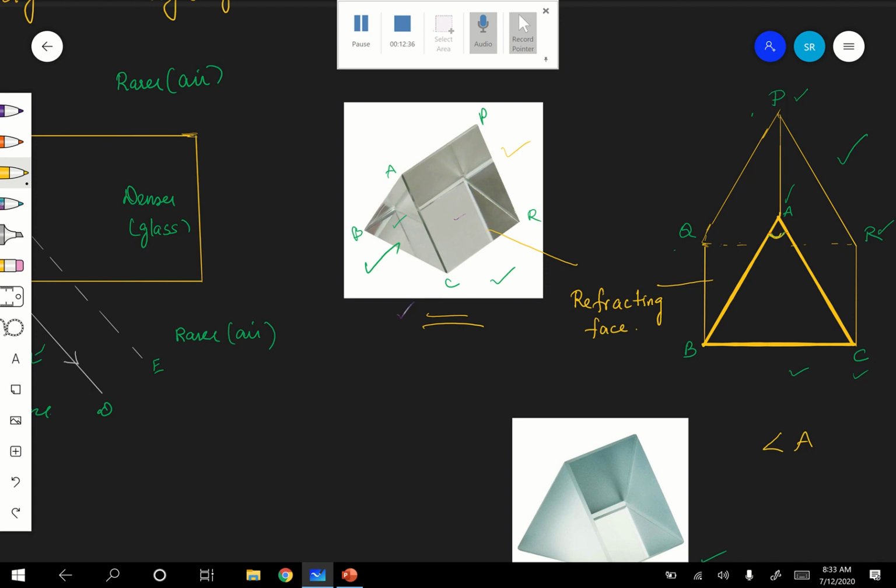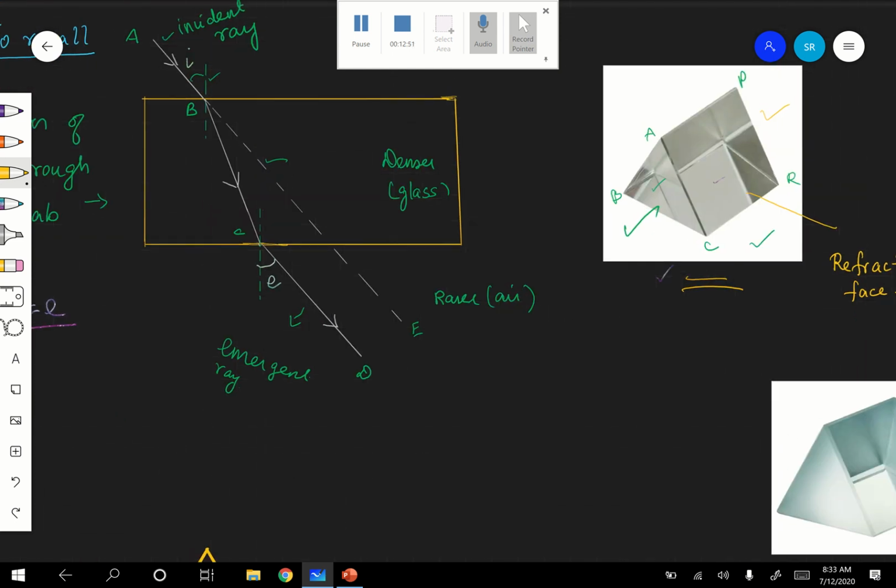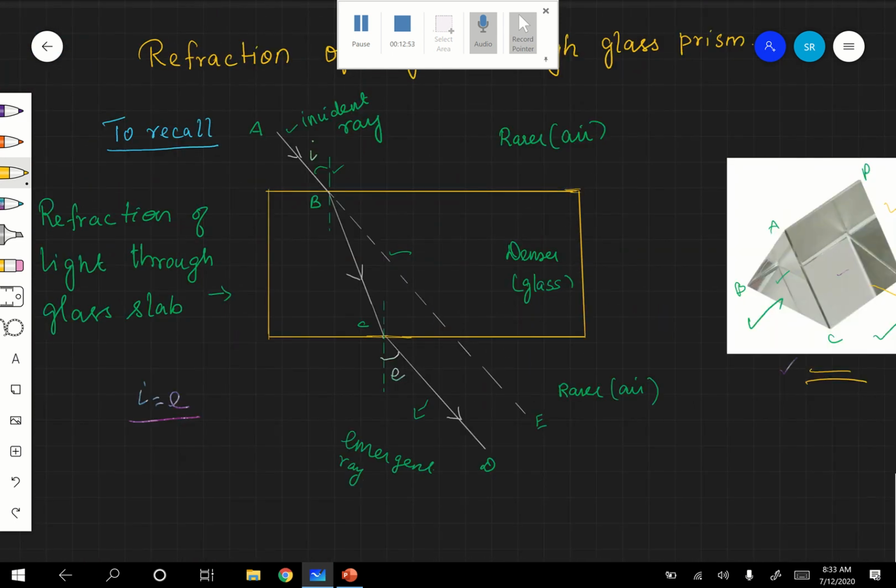Actually, refraction is taking place in the plane surfaces APQB and APRC. That is why they are called refracting faces. Is it clear, children? Shall we go to the refraction now?